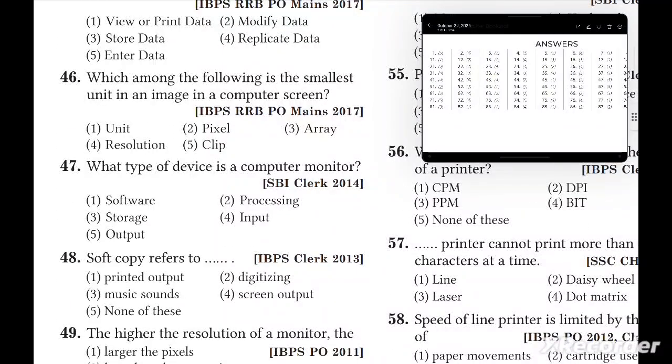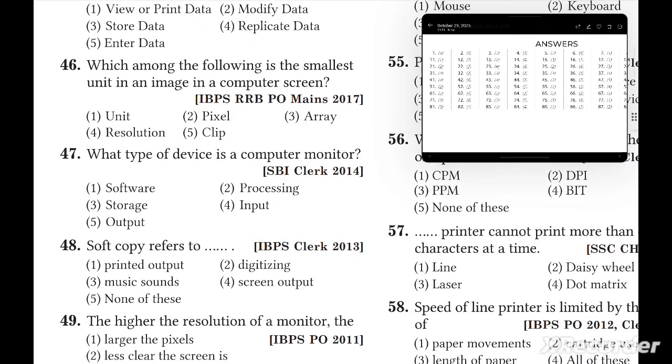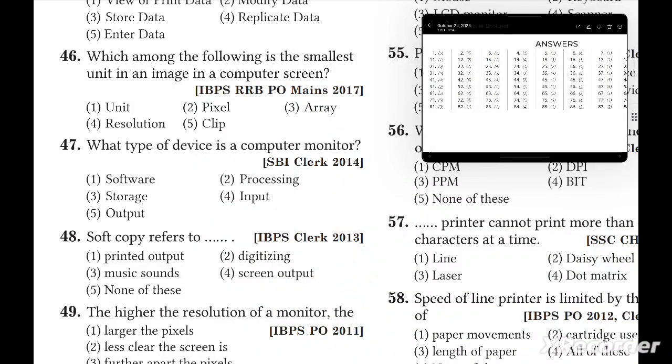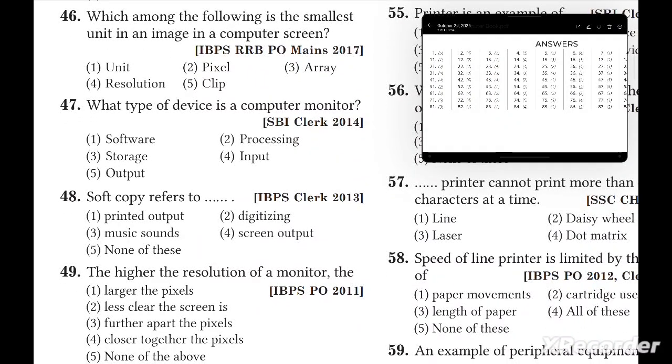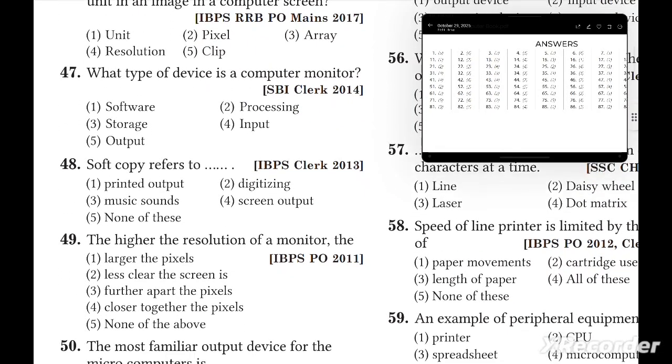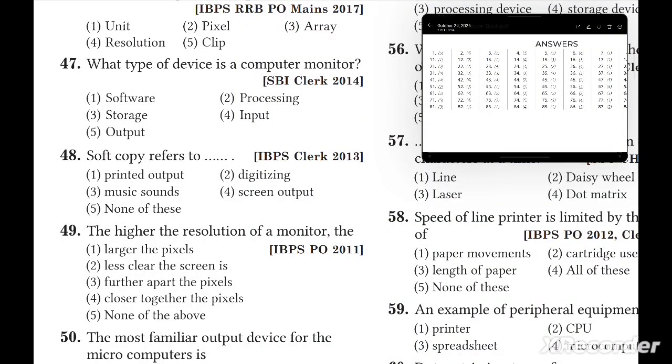Next, which among the following is the smallest unit in an image in a computer screen? First unit, second pixel, third array, fourth resolution, fifth clip. The correct answer is second pixel. Next, what type of device is a computer monitor? First software, second processing, third storage, fourth input, fifth output. The correct answer is fifth output.